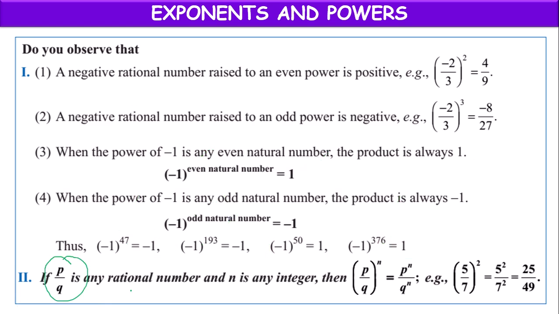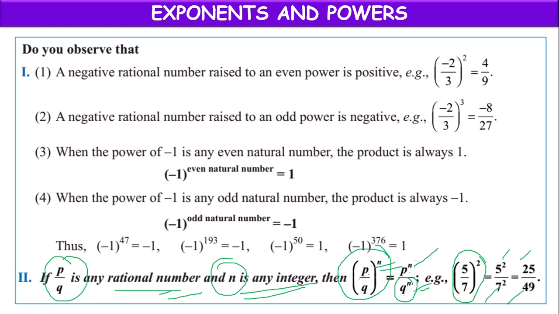Next, if p/q is any rational number and n is any integer, then (p/q) whole power n can be written as p power n, a separate power for the numerator, by q power n. So whatever common exponent is there for the rational number, it can be written as individual powers of each element, p power n by q power n. Suppose we have (5/7) whole square, then we can write it as 5 square by 7 square, 25 by 49. So these things we have observed.